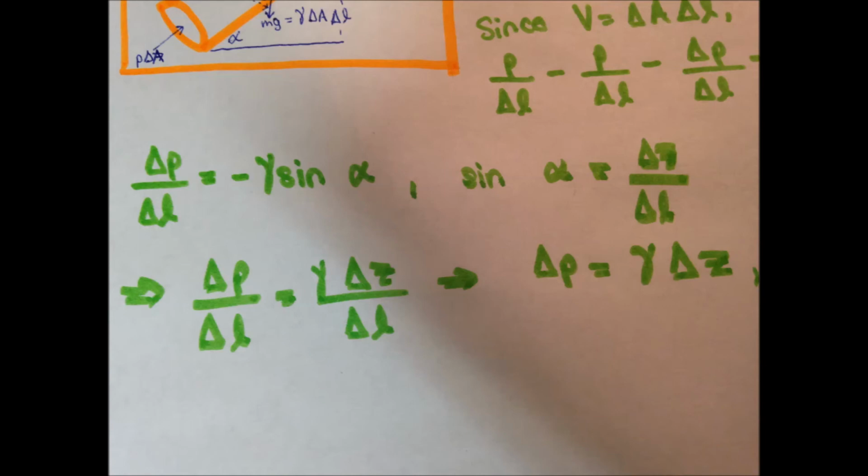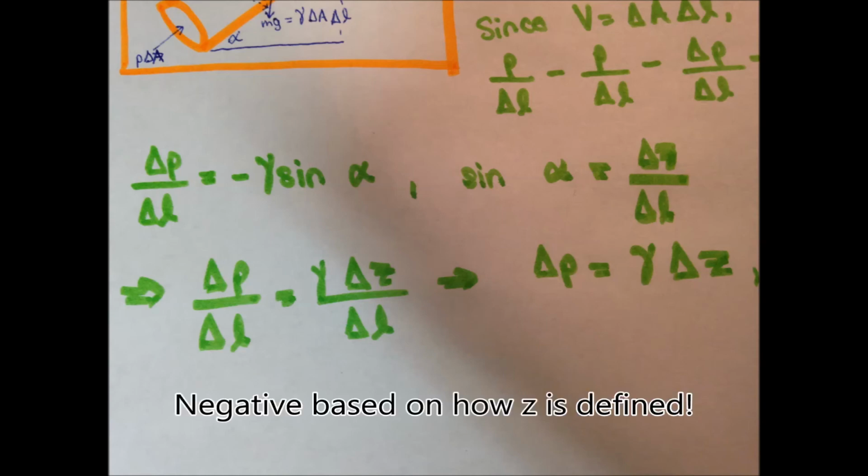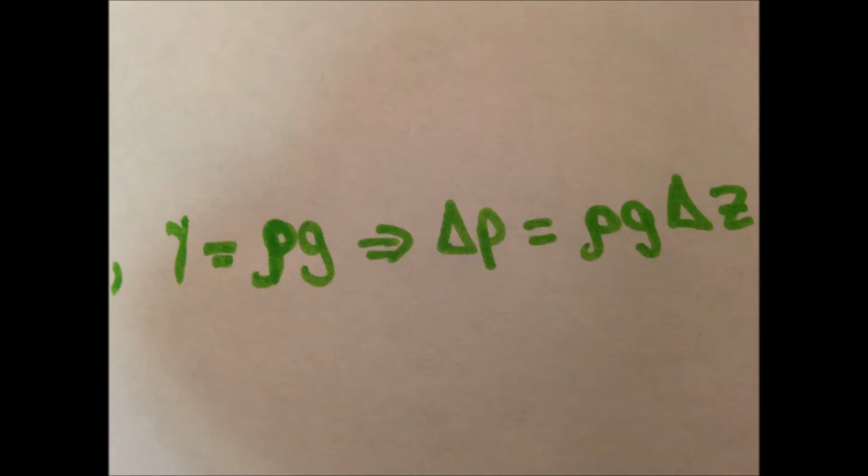By multiplying both sides of the equation by delta L and letting delta Z approach 0, the following relationship is obtained: the change in pressure with respect to height is equivalent to the negative of the specific gravity of the fluid. This equation is the same one derived using the previous method and also shows that pressure is linearly related to the change in height in a region of fluid.